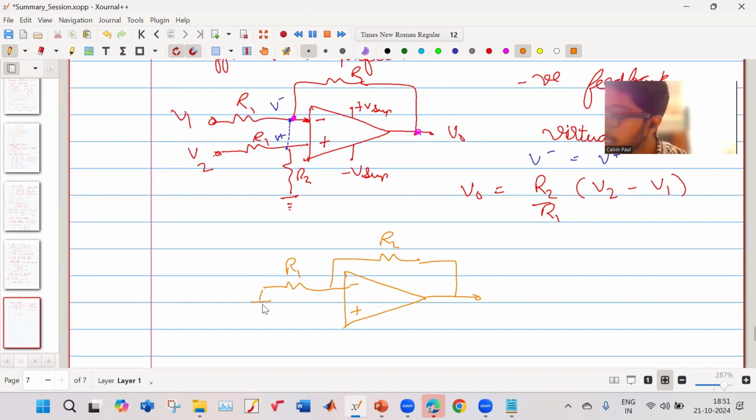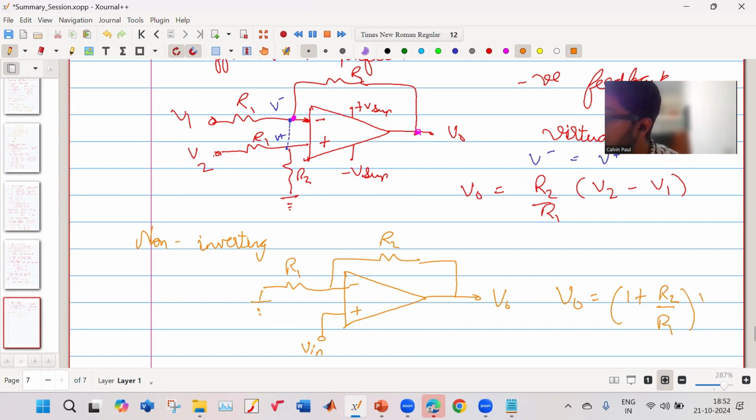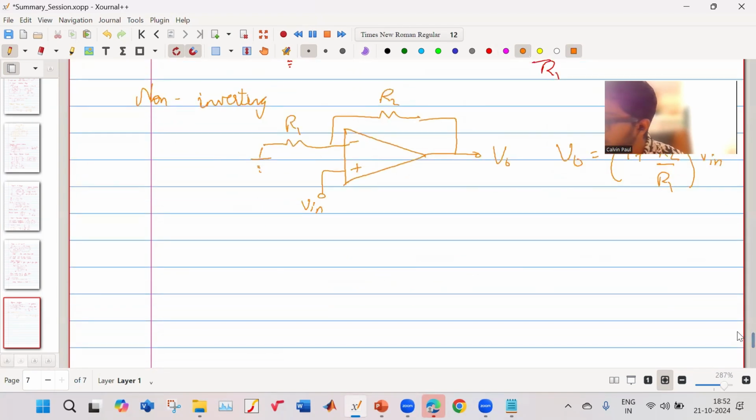Okay. So in a non-inverting amplifier, I am applying my input voltage at the positive terminal, but the feedback is negative. So what is my V output? My V output will be equal to 1 plus R2 by R1, times V in. This is for the non-inverting amplifier. This is the logic. Next, I have what is known as an inverting amplifier.